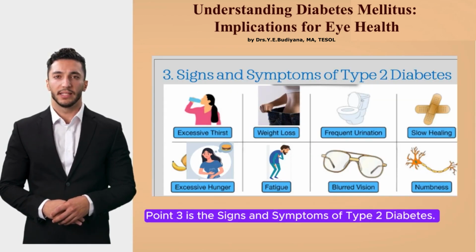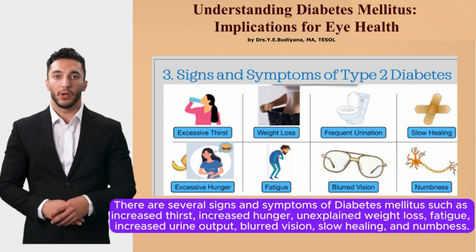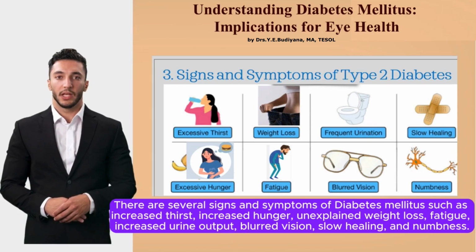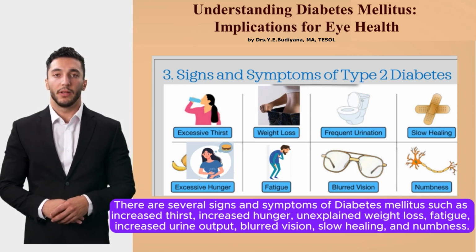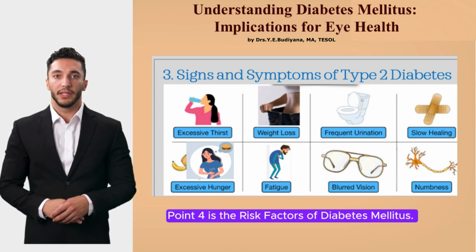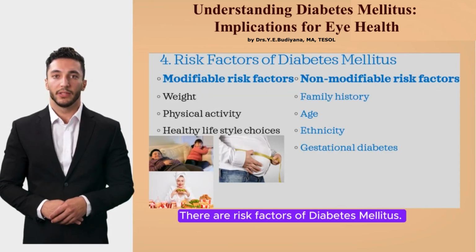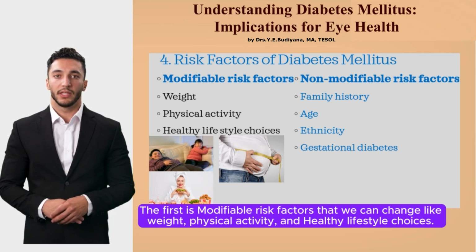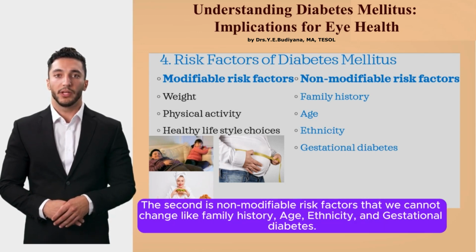Point 3 is the signs and symptoms of type 2 diabetes. There are several signs and symptoms of diabetes mellitus such as increased thirst, increased hunger, unexplained weight loss, fatigue, increased urine output, blurred vision, slow healing, and numbness. Point 4 is the risk factors of diabetes mellitus. There are 2 risk factors of diabetes mellitus. The first is modifiable risk factors that we can change like weight, physical activity, and healthy lifestyle choices. The second is non-modifiable risk factors that we cannot change like family history, age, ethnicity, and gestational diabetes.